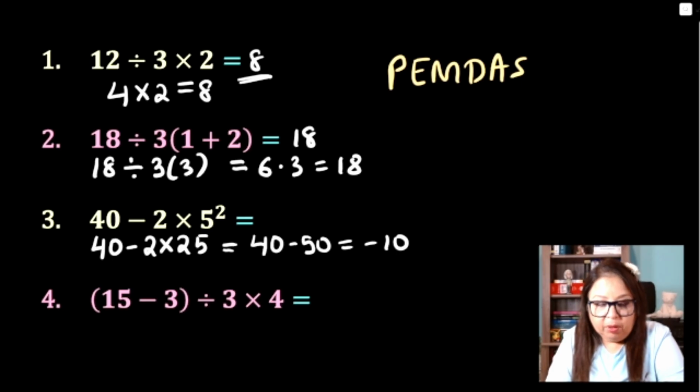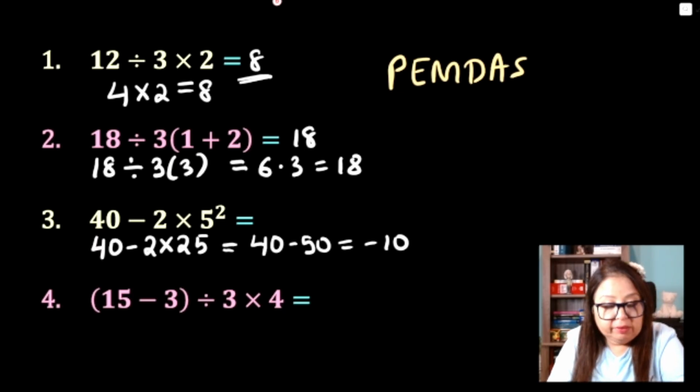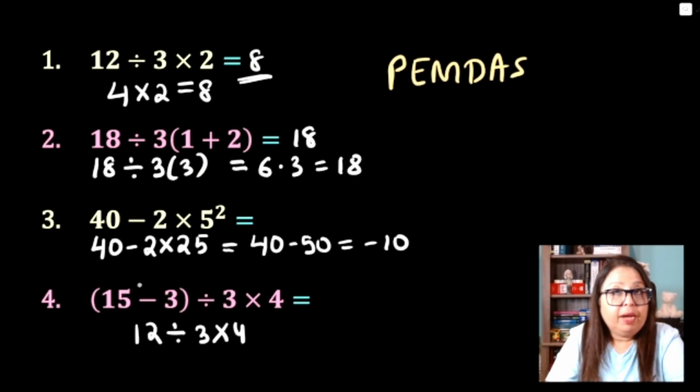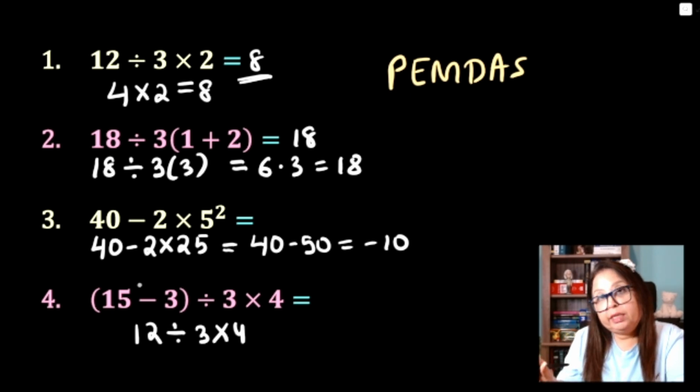Moving on to problem number 4. Do we have parentheses? We do. So we're going to perform parentheses first. What do we get? 15 minus 3 is 12. 12 divided by 3 times 4. By now, I hope that everybody knows that if we have multiplication and division both in an expression, then multiplication doesn't always come before division. You go from left to right.